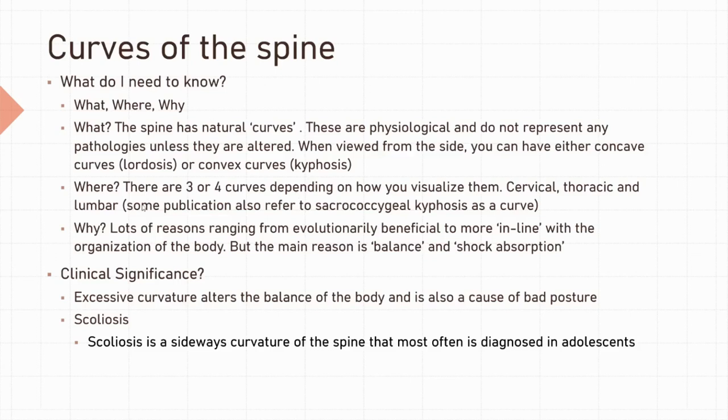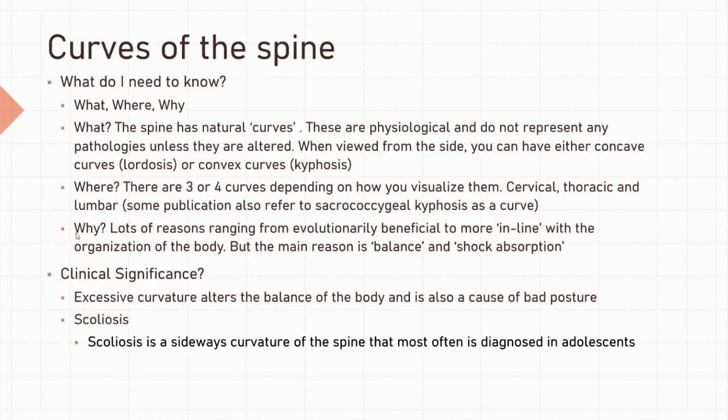right? Now, where are they? There are about three or four curves depending on how you visualize them: the cervical, the thoracic, and the lumbar. It is always safer to go with four curves instead of three. This is because some textbooks do not count the lumbosacral curve as one. However, it is still a physiological curve that is expected in the spine. Therefore, you should say it.